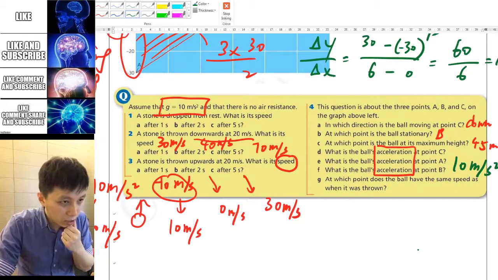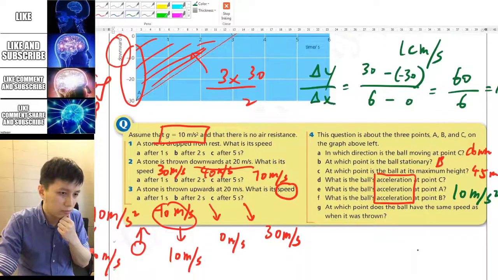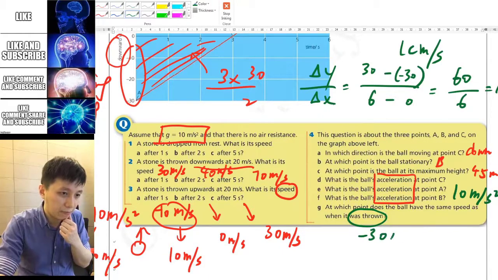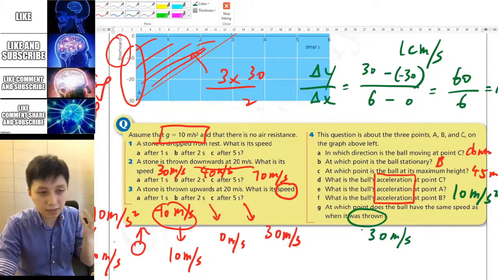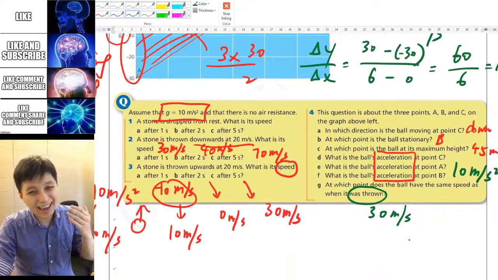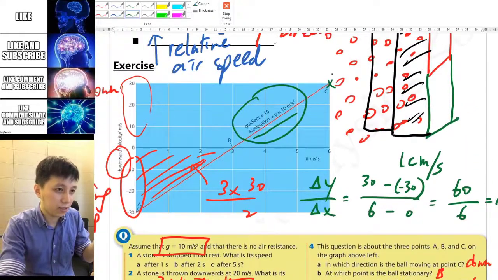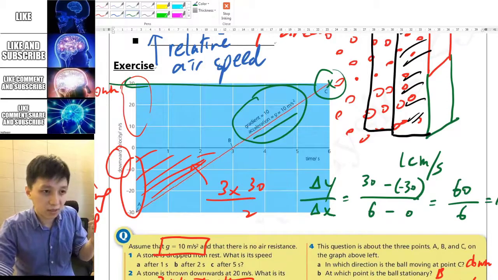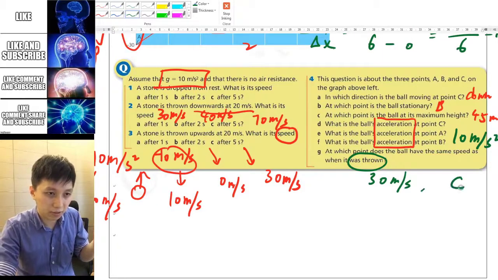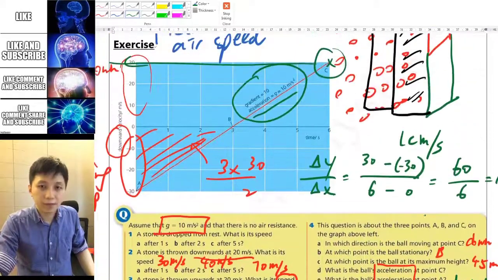Part G, which point does the ball have the same speed as when it was thrown? So at the beginning, when it was thrown, it was negative 30 meter per second for velocity, or you can say speed is simply 30 meter per second, but it's going up. And so obviously, another speed that is also 30 meter per second, you can tell from the graph directly, and that is simply point C then. I mean, I don't think this is a really good question. I mean, it's very obvious. Okay, so that is all for this exercise.